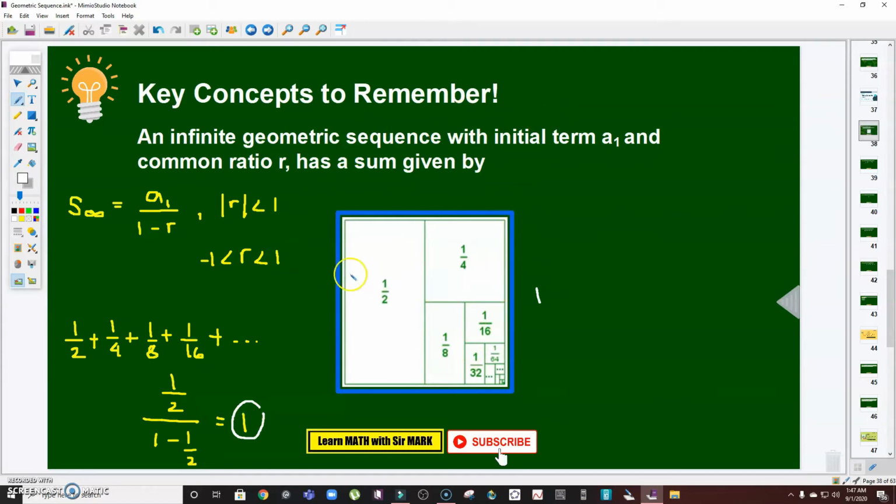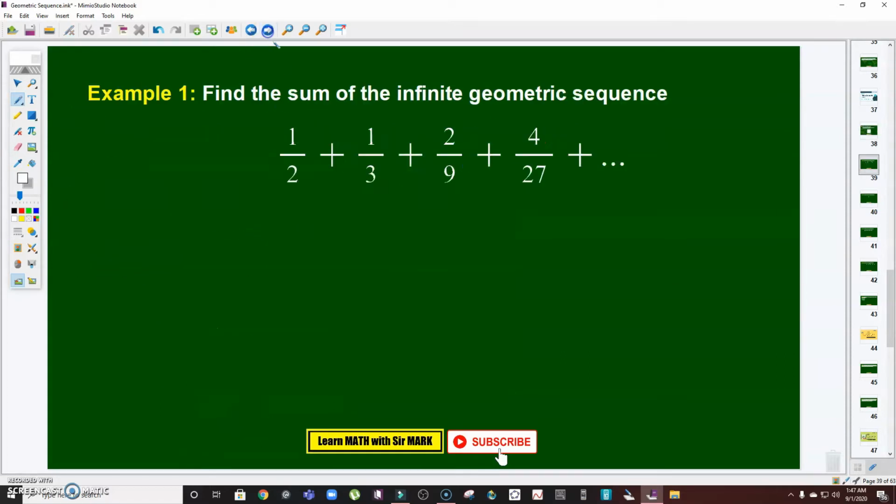So, I hope clear tayo dito. Ito lang yung formula na i-memorize natin. And, of course, the condition. So, let's have this.